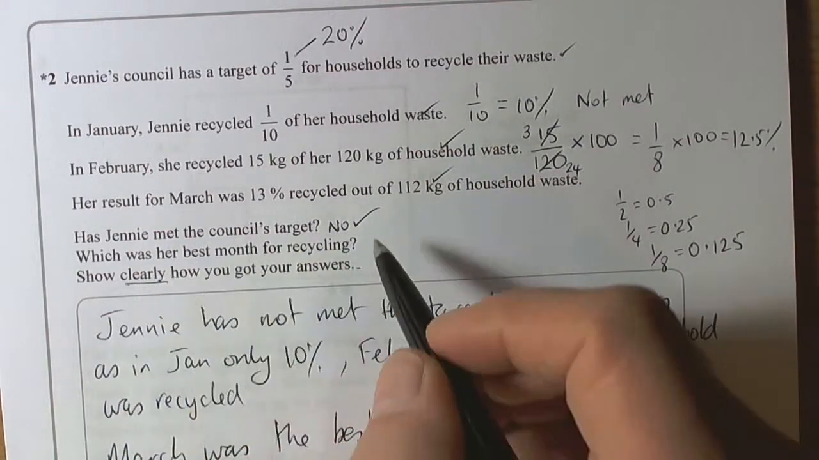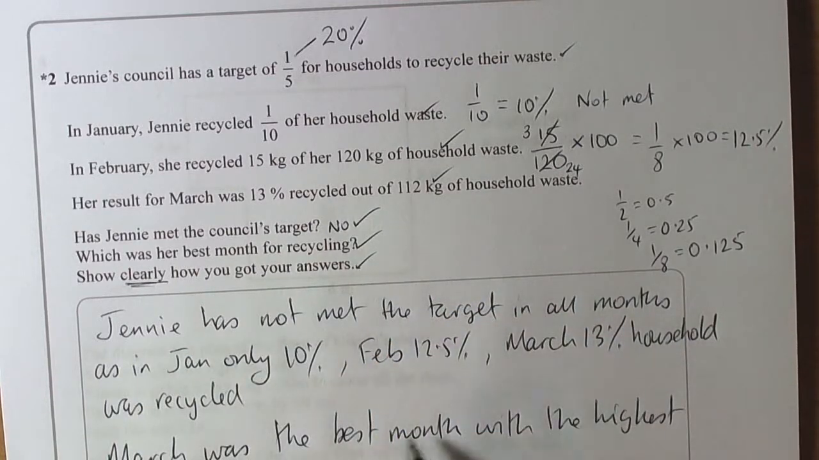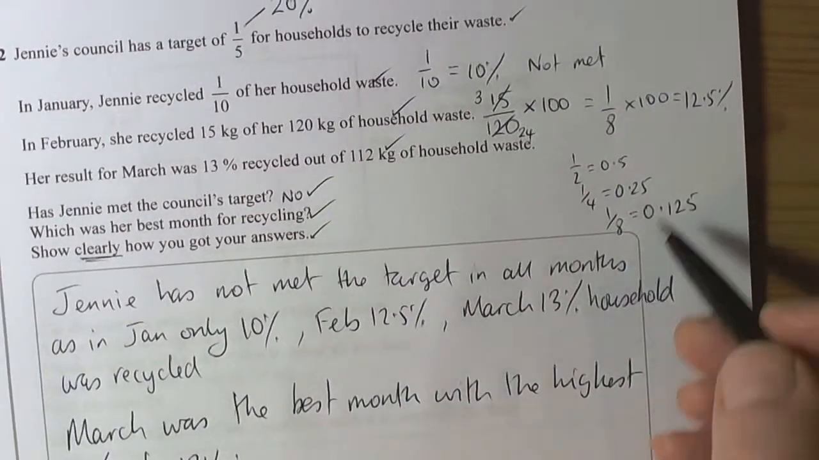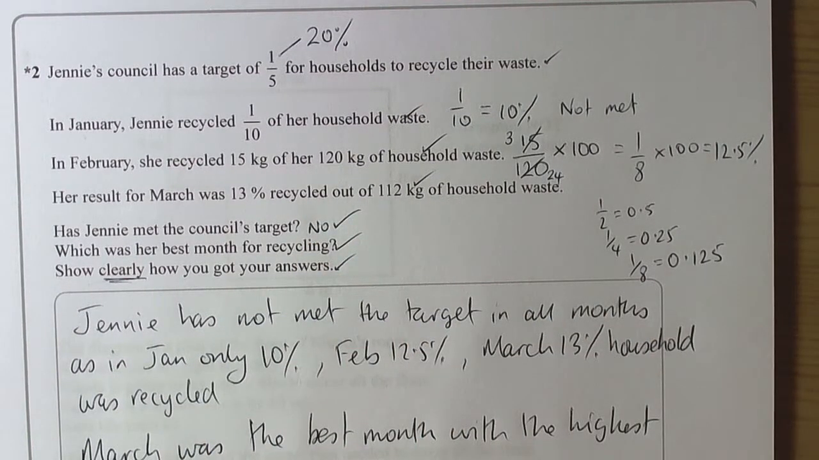Yeah. Which was the best month? Yeah, we've answered that. And show clearly? Yeah, we've done that. We've got some answers here. We've explained what we think the answers are, and we've given reasons. So that's an example of a start question that you'd be expected to answer.